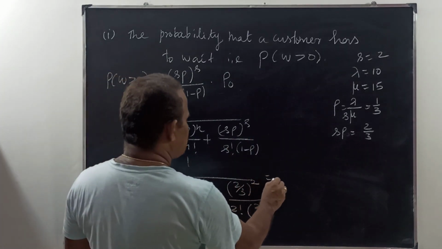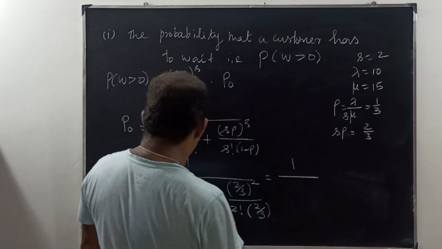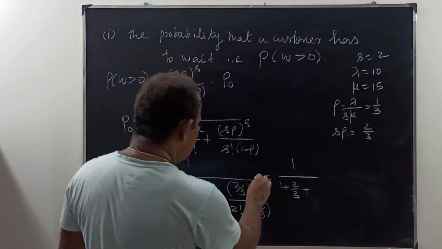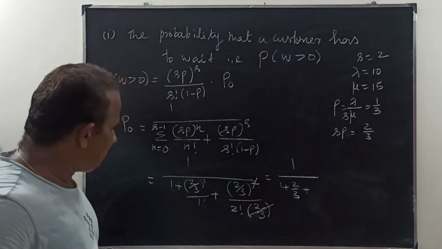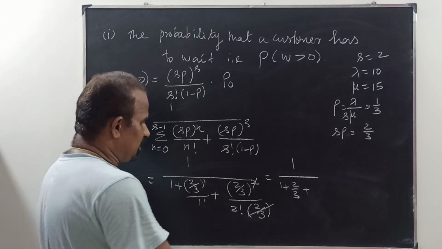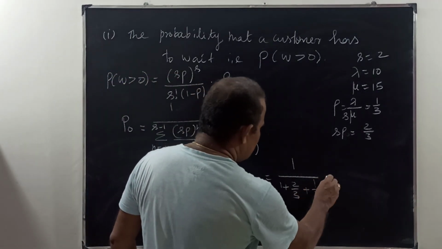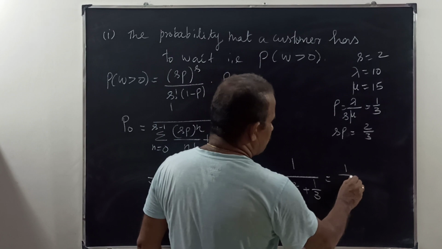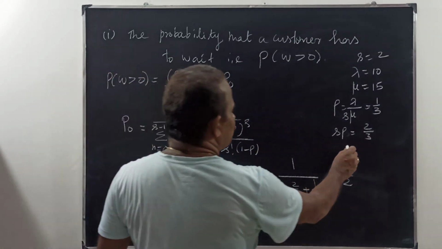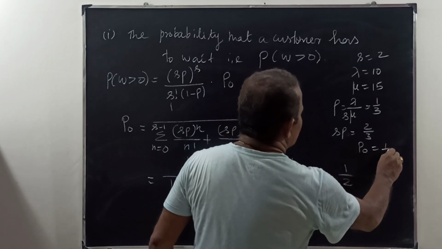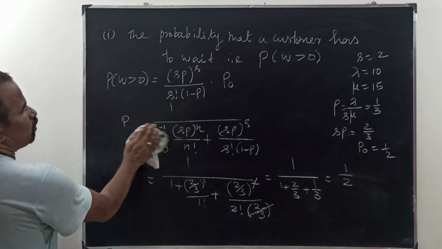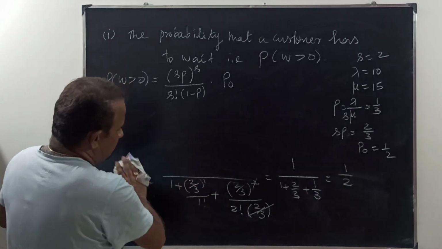So this is equal to 1 divided by 1 plus 2 by 3 plus this 2 by 3, and the 2 by 3 will be cancelled. Therefore again we get 2 by 6, therefore 1 by 3. Therefore 1 plus 1 by 3... so P naught is equal to 1 by 2. We have to calculate P naught by using the formula.